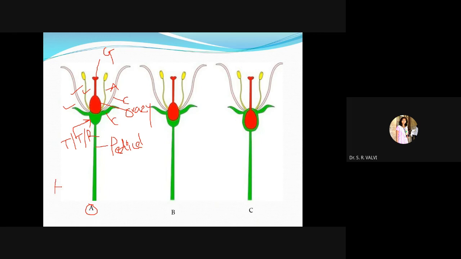Hence, this flower is called what? Hypogynous flower. Hypo means below. Gynous is nothing but gynoecium. See here, hypo. The condition is correct. So here below the gynoecium, your calyx, corolla and androecium are coming. Hence the flower is called hypogynous flower. And in the hypogynous flower, the ovary is always superior. Here you will always get a superior ovary.